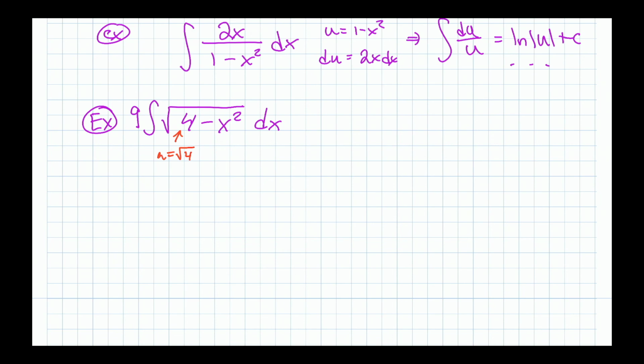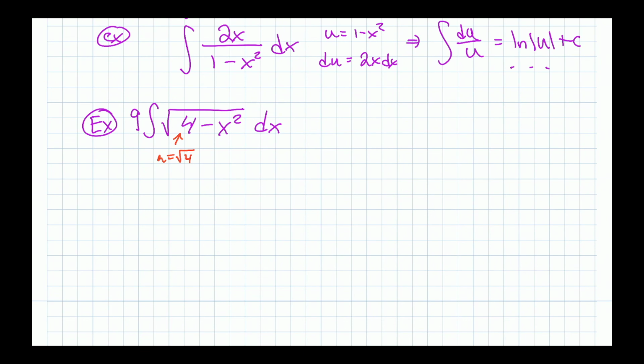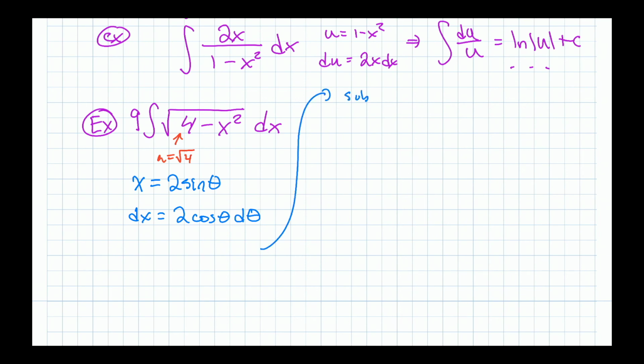And then what we're going to have for our substitution is x equals a, which is 2, sine theta. And then the dx, you take the derivative, is 2 cosine theta d theta. All right. Now, once you have that, you substitute it in the way that you would for any substitution. So you just substitute in.